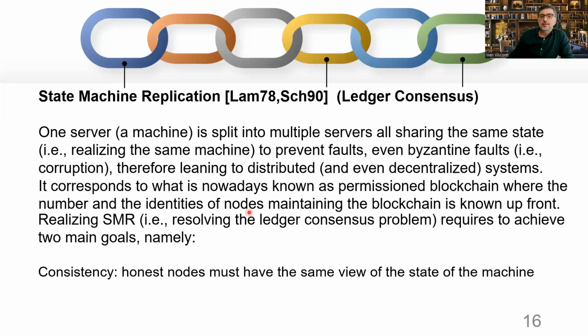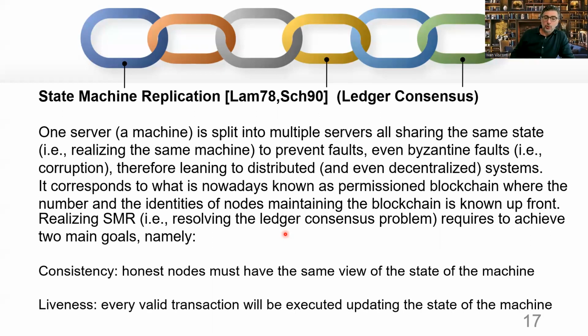So realizing the state machine replication requires achieving two main goals. Goal number one, consistency. Honest nodes must have the same view of the state of the machine, which means the same sequence of transactions. Goal number two, liveness. Every valid transaction should at some point be executed and therefore will contribute to the next update of the state of the machine.